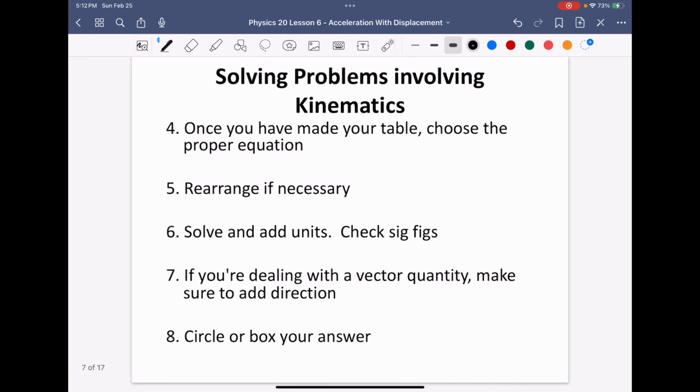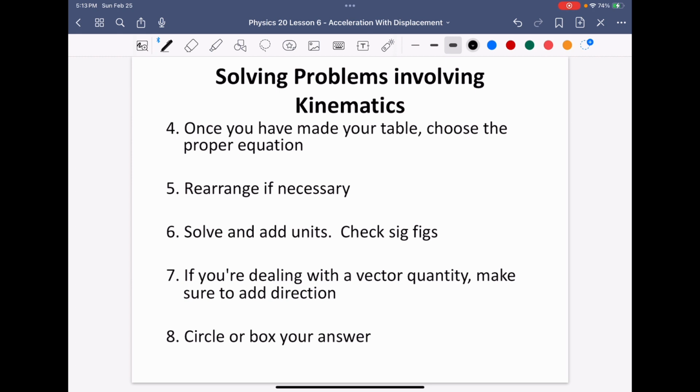All right, now the rest of the steps, we'll read through them, but realistically, I think we can tackle this in a fewer-step type of approach. Once you've made your table, choose the proper equation. So we go to our formula sheet and make sure it matches up to the description. Rearrange it if necessary, so if we're solving for one variable versus another, solve and add the units, making sure that we have directional signs and we have our units attached to every number.